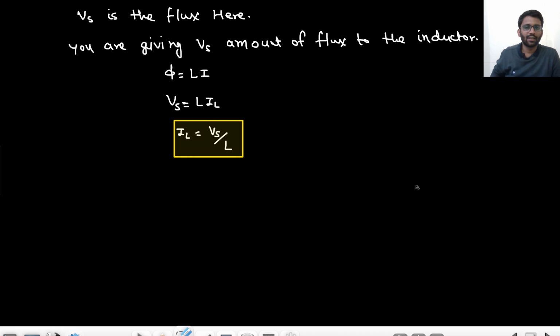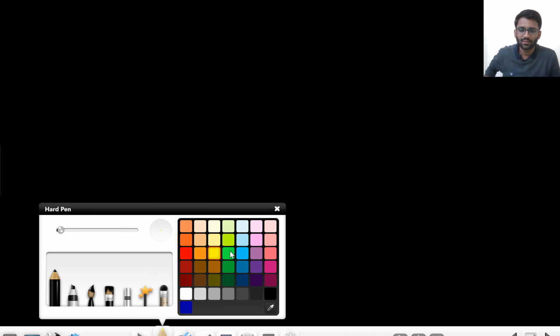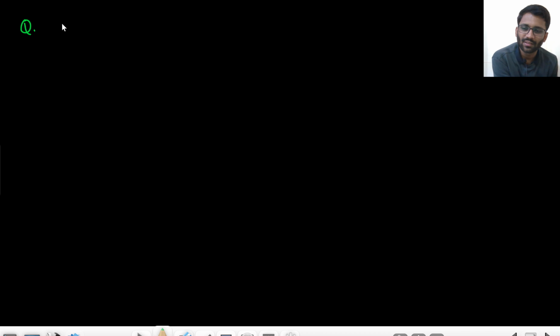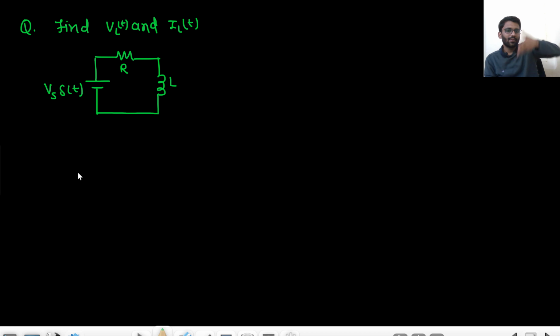Got it? Now we will solve the other circuit. Okay, let me make the circuit. Page 24. I will pause the video and make the circuit. Find VL and IL, VL(t) and IL(t). The same circuit with the same input, just a resistance is there. So what should happen? You need to tell me. In this case, why am I not making the switch? Because I know the impulse will come only at t equals to 0.